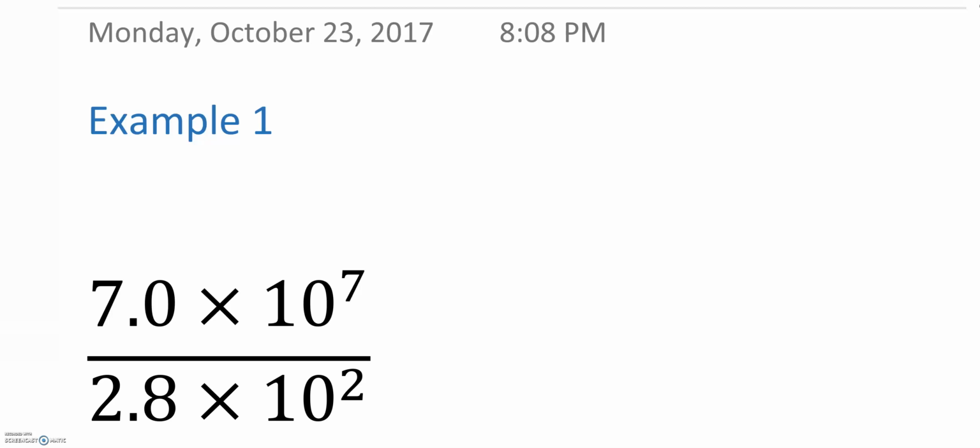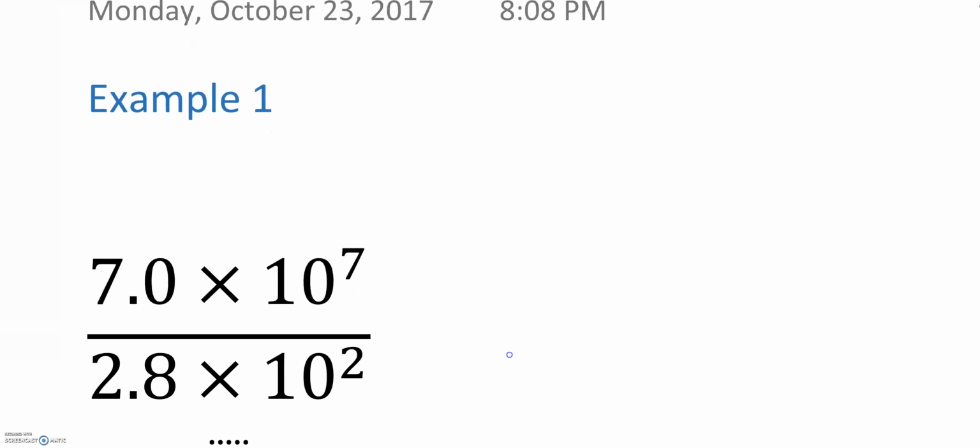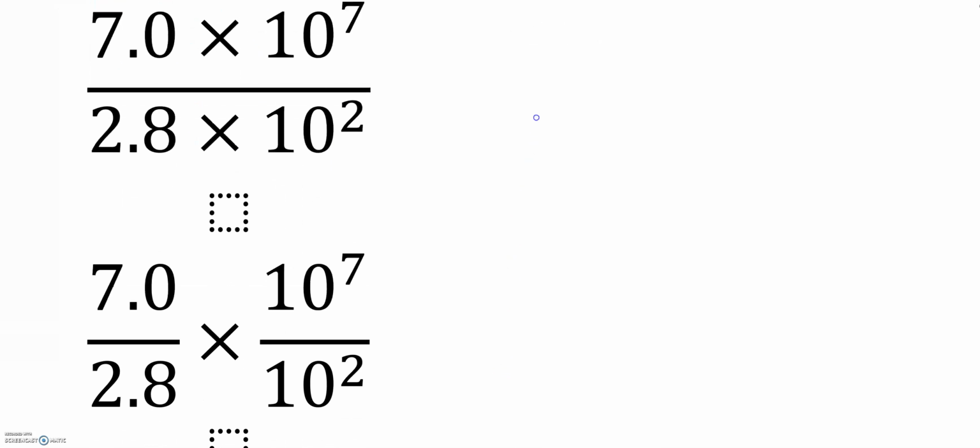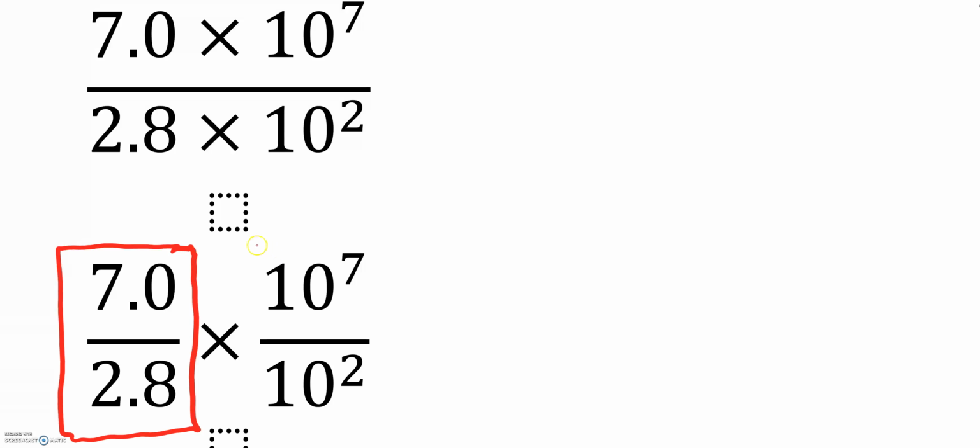What I'm going to do is use my properties and split this up into two fractions: 7 over 2.8 times 10 to the 7th over 10 squared. So now I can divide 7 by 2.8 on my calculator, and then I can use my exponent rules since I have the same base over here with 10 to the 7th and 10 squared.